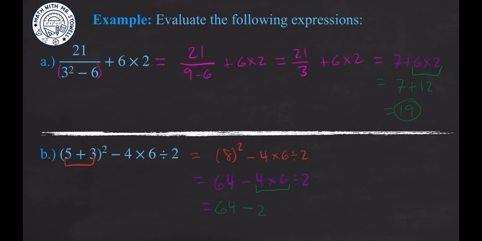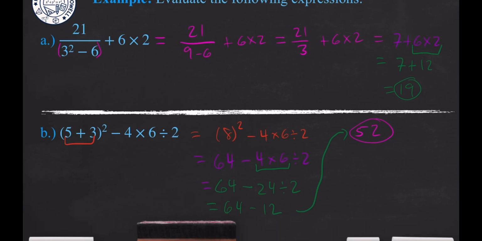64 minus 24. Now we have to divide by 2, so 64 minus 24 divided by 2, which is 12, because we now have to do that division. And last thing we do is the subtraction. So 64 minus 12 is going to end up to be 52. So evaluating that expression, we end up with 52.